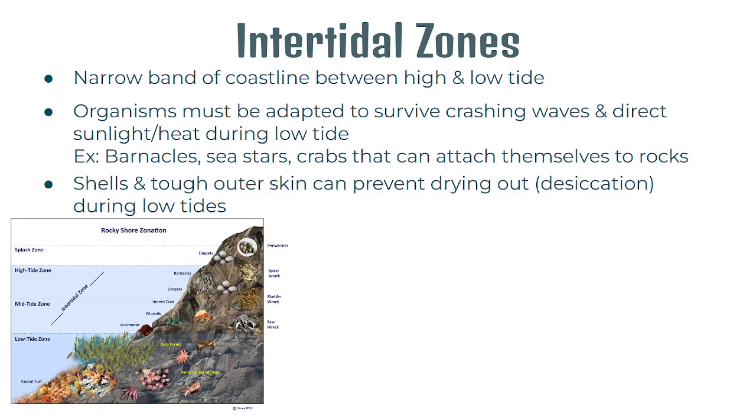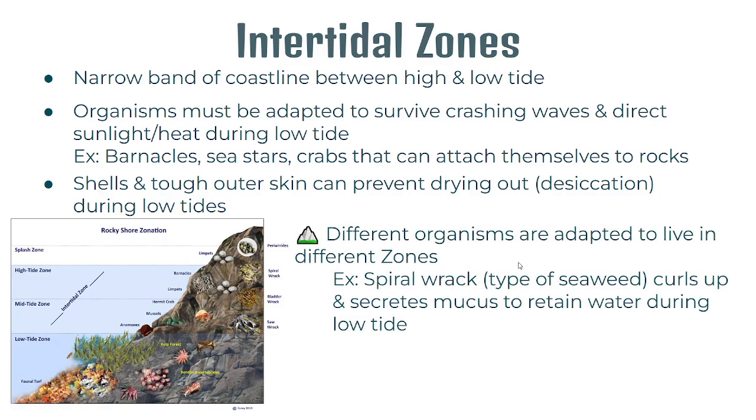So during high tide, we're going to see organisms that are completely submerged. Then during low tide, those same organisms are going to be exposed to the direct sunlight. Many of them have tough outer skin or exoskeletons to prevent them from drying out. So we tend to see a lot of sea stars, starfish, crabs, barnacles, and mussels that are adapted to live in the intertidal zone.